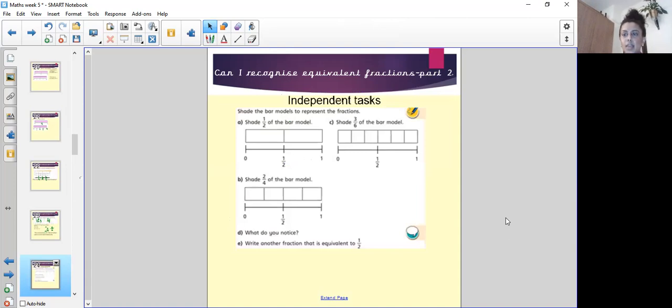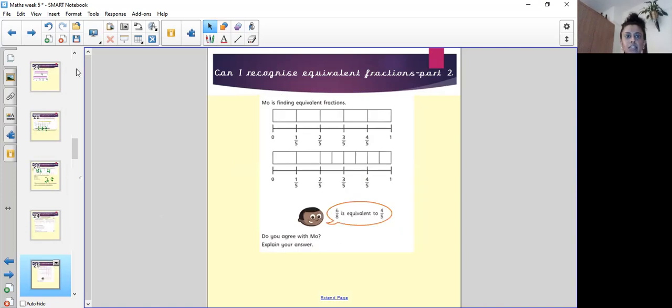So here are your independent tasks for today's lesson. You've got 3 different activities, shading the bar models to represent the fractions. The first one you can see is A, shade a half, B is shade 2/4, and C is shade 3/6. And then you've got 2 questions. What do you notice? And write another fraction that is equivalent to a half.